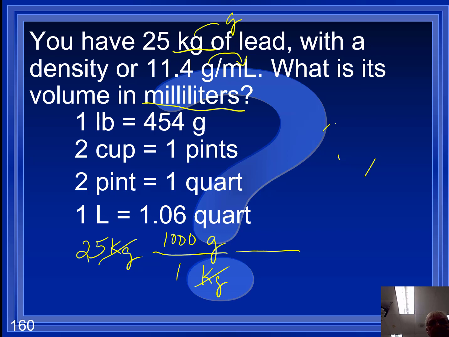Now, what unit do I want to get rid of? Grams. Where's it got to go? On the bottom. What can I turn grams into? Well, I can turn grams into milliliters. Because the density says if I had 1 milliliter, it would weigh 11.4 grams.